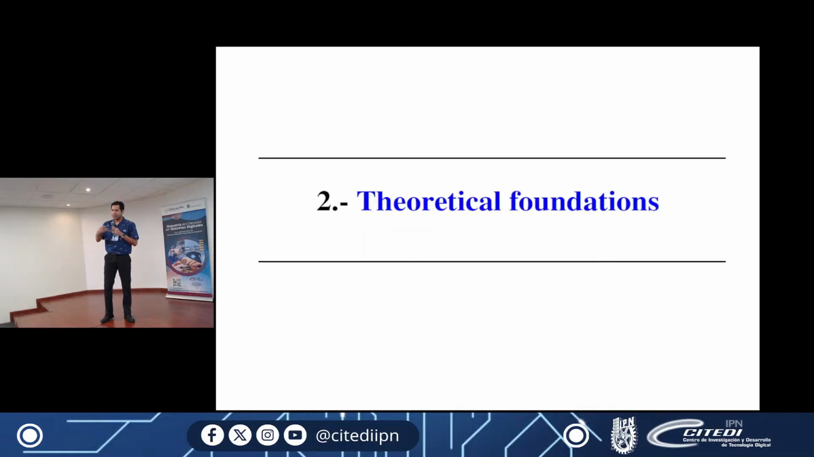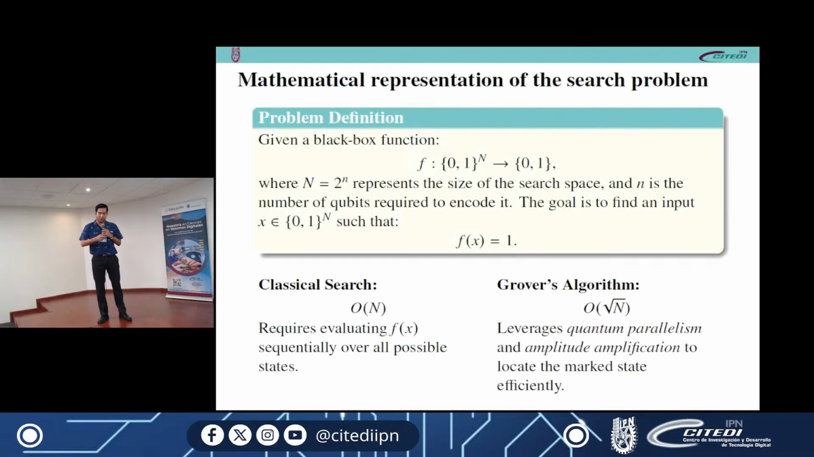So that's a brief look at it, but if we try to formulate it mathematically, we can see that by defining a search space of size n, we are looking for a valid solution in this search space, right? And like we mentioned previously, Grover's algorithm allows us to reduce this time complexity to O(√n), thanks to the characteristics of quantum computing, such as parallelism and amplitude amplification.